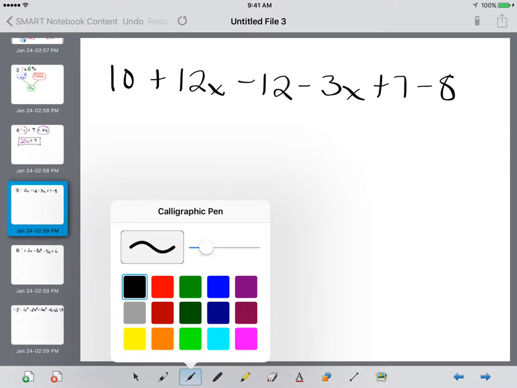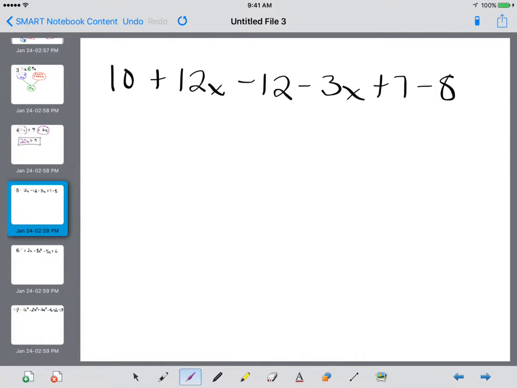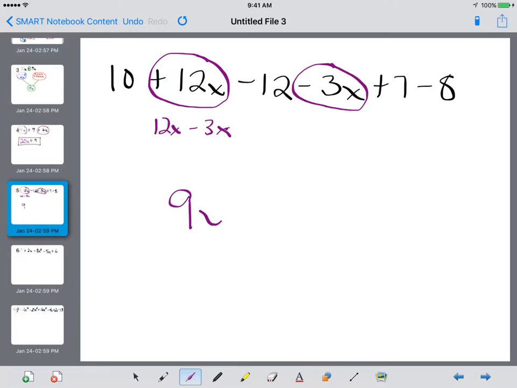Here there is a lot more going on. So I'm going to circle my like terms. We've got 10 plus 12x minus 12 minus 3x plus 7 minus 8. I'm going to use purple, and I'm going to circle my like terms that have an x. So we have 12x and negative 3x. So when I combine, that's like saying 12x minus 3x. So put those together, we have 9x.